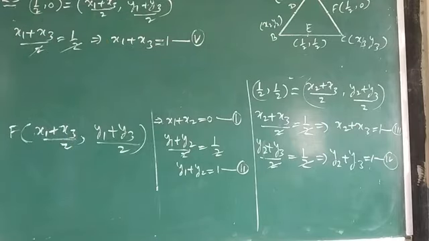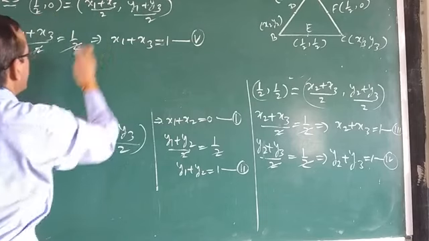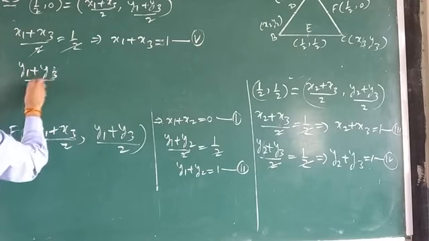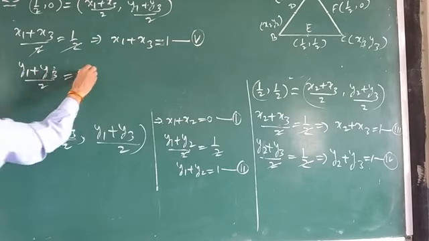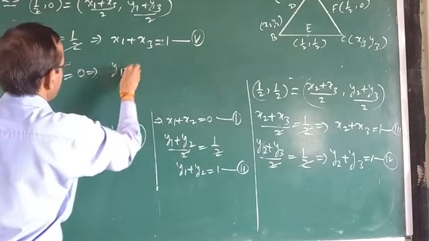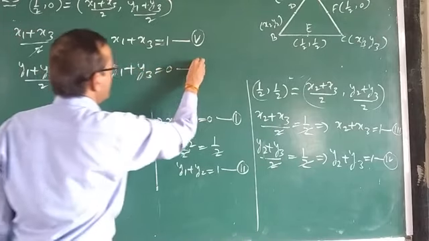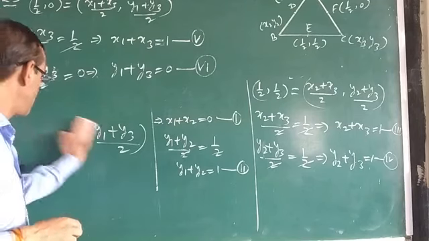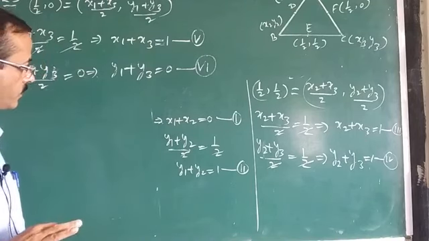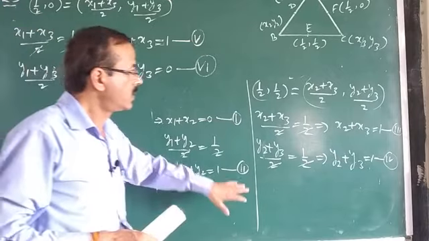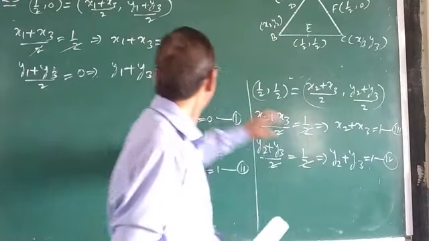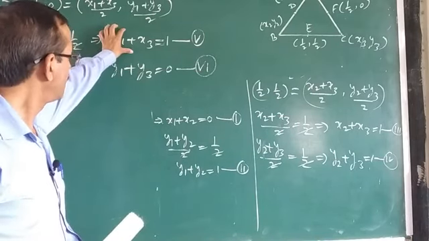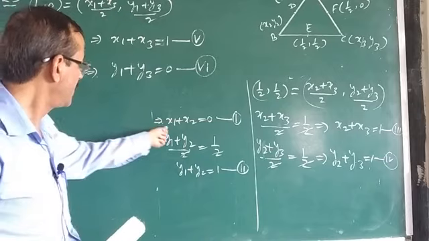Take this as the fifth. Now this 0 is equal to (y1 plus y3) upon 2 is equal to 0. This will be 0, so it can be written y1 plus y3 is equal to 0. This is 6. Right? Now let me remove this also. 1, 2, 3, 4, 5, 6. There are 6 equations. These were related to the x term.